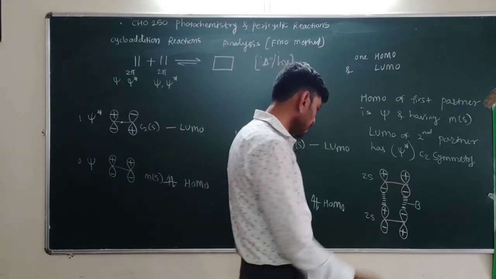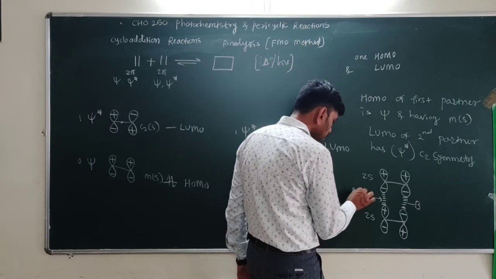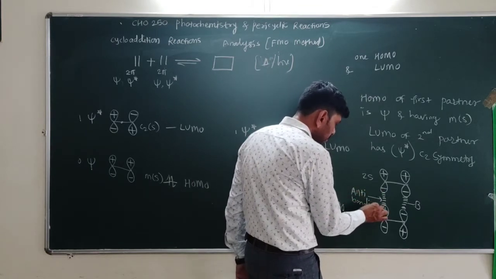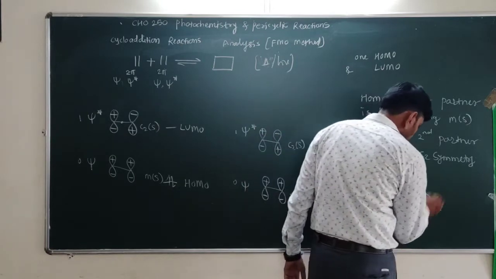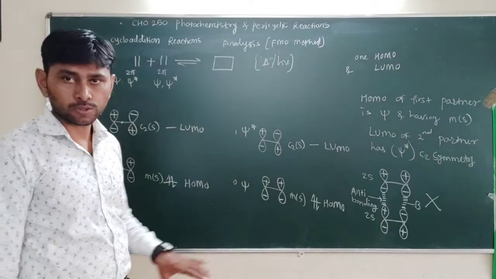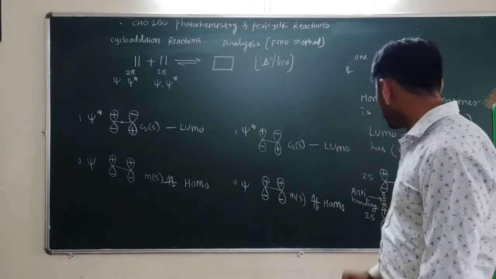sign overlap, but here plus and minus overlap. So anti-bonding overlap, and hence this reaction is symmetry forbidden. We are taking here the ground state HOMOs. Okay, ground state HOMOs. So this reaction is not allowed by the thermal mode.